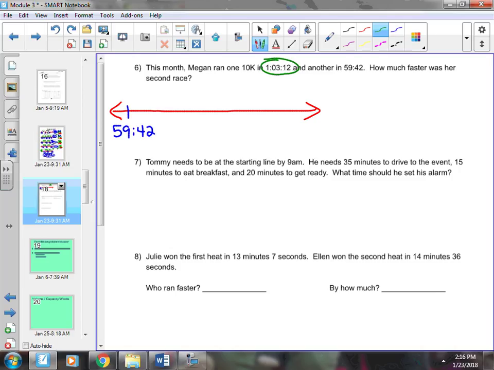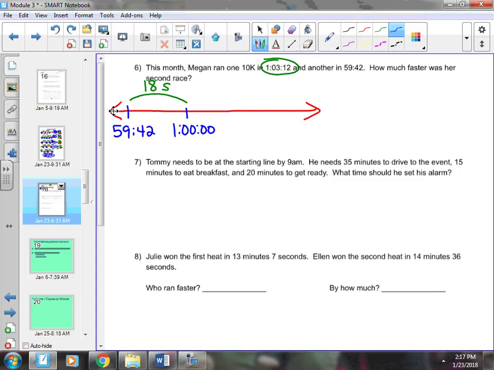So 59:42. I know that if I add 18 seconds, that gets me to 60 minutes or 1 hour. I think I'm going to show 1 hour like this, so it's consistent with how it's shown in the problem. 59:42 plus 8 seconds would be 59:50, plus 10 more seconds would be 1 hour, so 18 seconds total. And if you did it in a different way, that's okay.